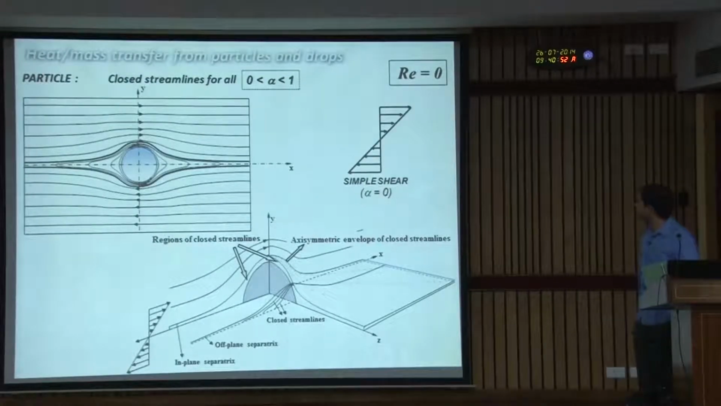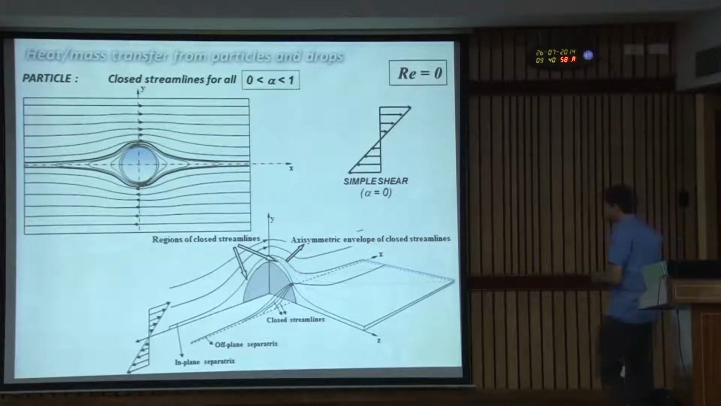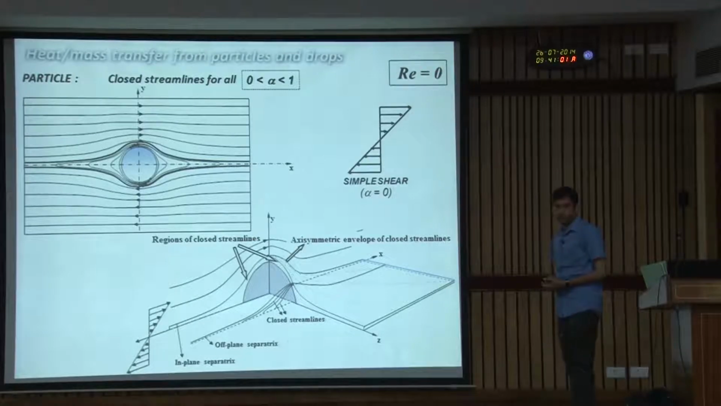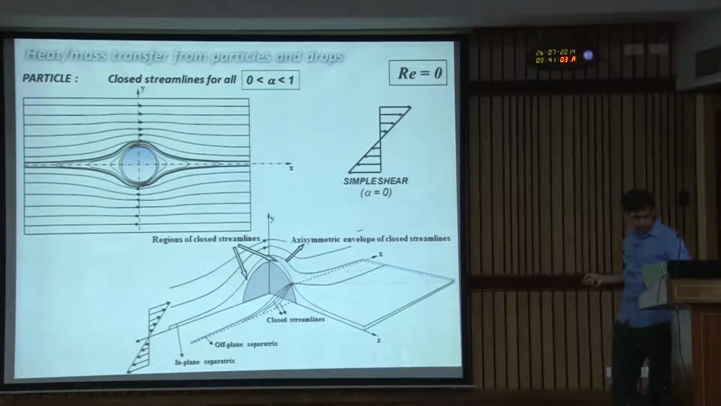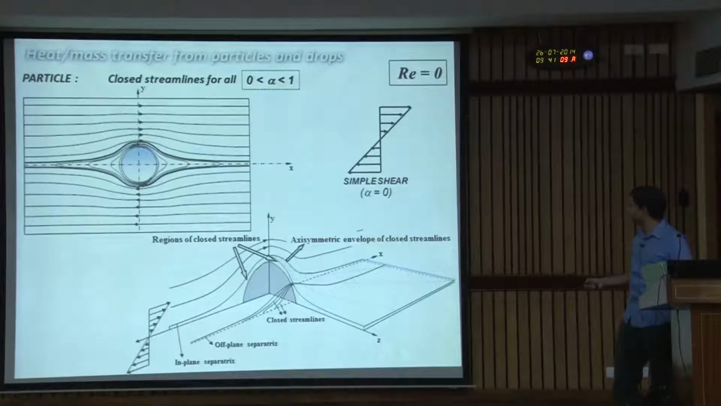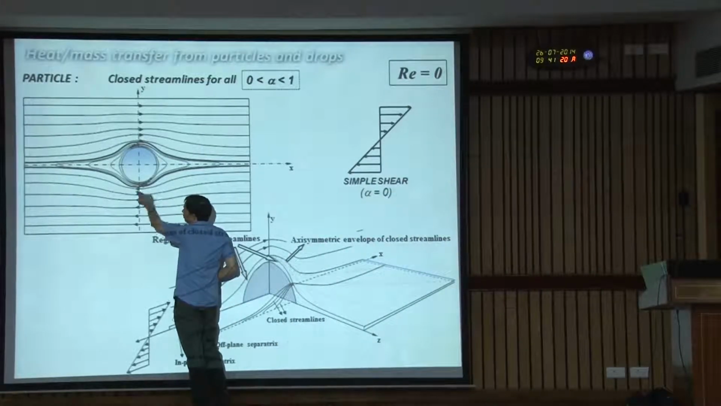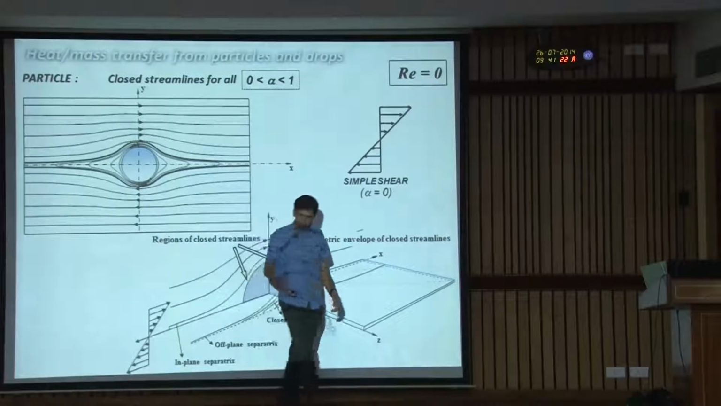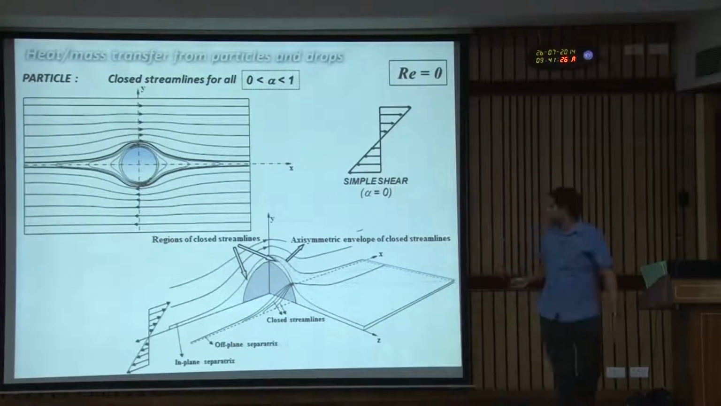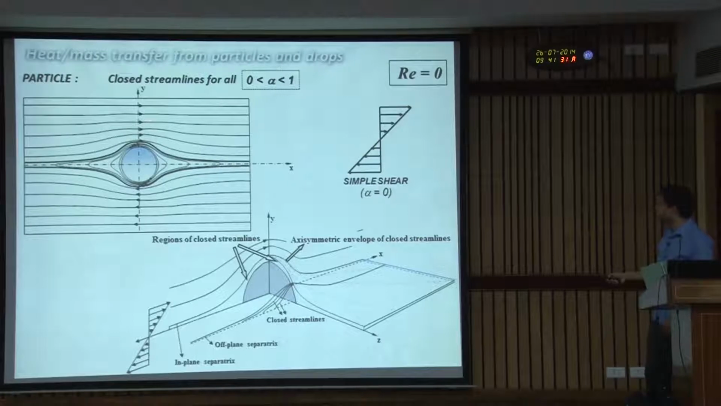Right. So now, why do we need to worry about closed streamline patterns? And that's because we are at Reynolds equals 0, and I'm just showing you the pattern. So we said that it occurs in these flows. So I've just taken simple shear. This is a particle in there. So once the particle goes in there, this is how the streamline pattern looks. Okay. And that's because the particle, once you immerse it in the flow, it rotates, and once it rotates, it drags the fluid around with it, and so the fluid moves in circles. Okay. So that's the 2D picture.